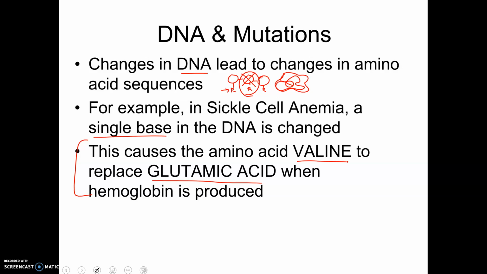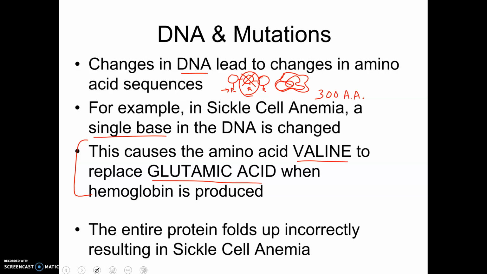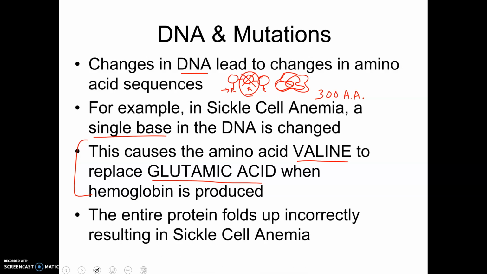Now the chain is, I'd have to look it up, but it's probably somewhere in the neighborhood of 300 amino acids long. Only one is wrong. One single amino acid caused by one single letter of the DNA being different than what it's supposed to be. But the result of that is that the entire protein folds up incorrectly. And that's how somebody ends up with sickle cell anemia.